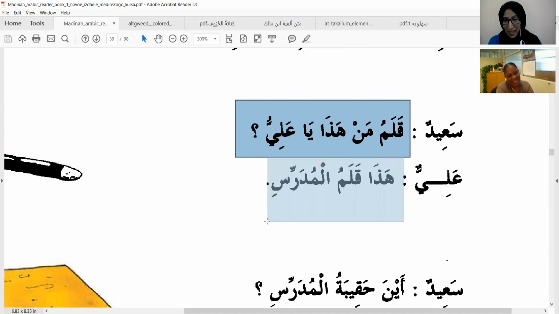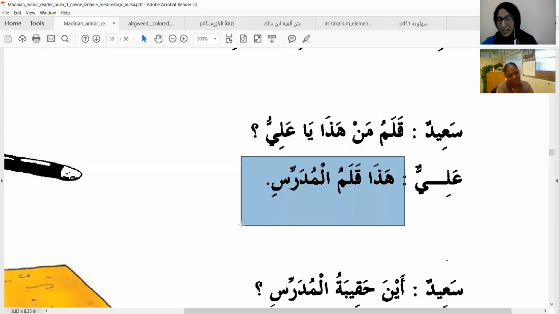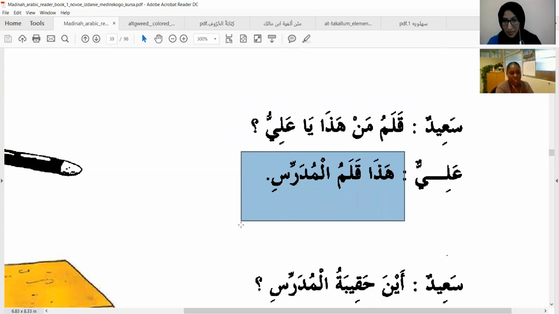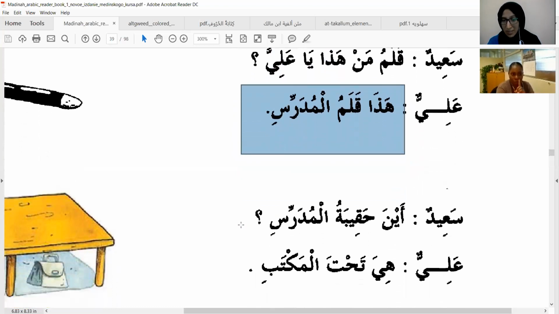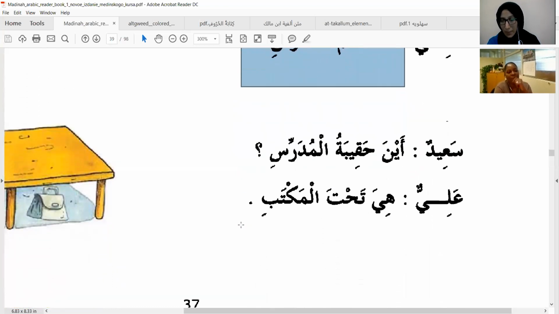هذا قلم المدرس. Yes, this pen is from the professor. It's the professor's or the teacher's pen. The teacher's pen.